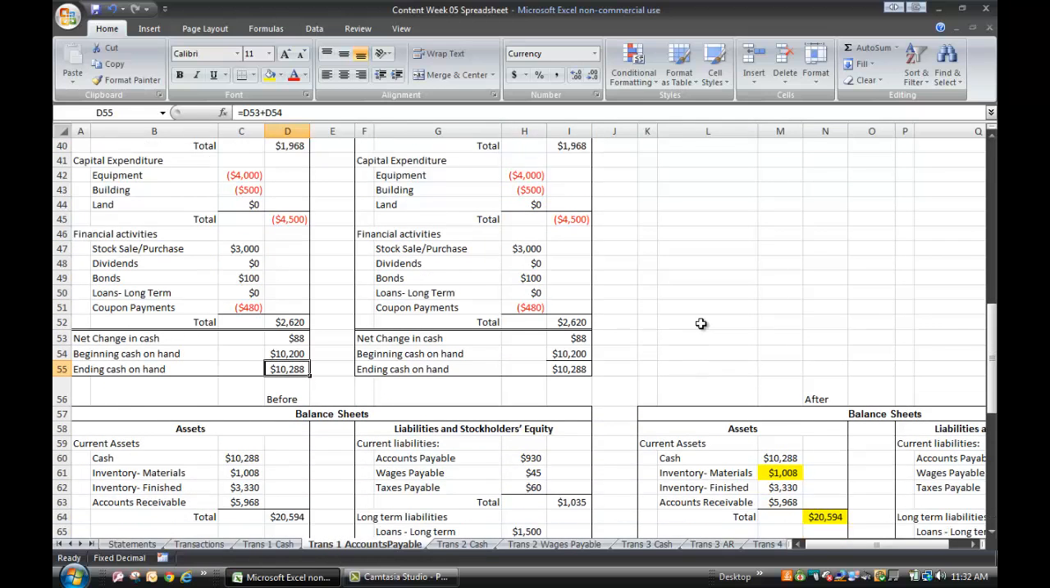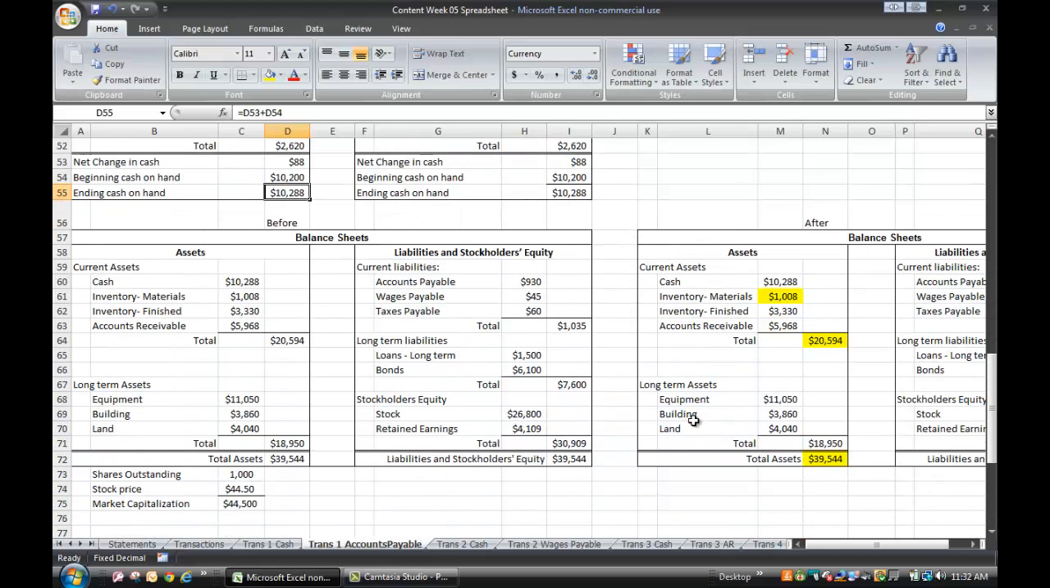It does change down here a little bit differently. The inventory materials goes up by the $75 that we now have on our shelves. That goes up to 26.9 from 25.94.